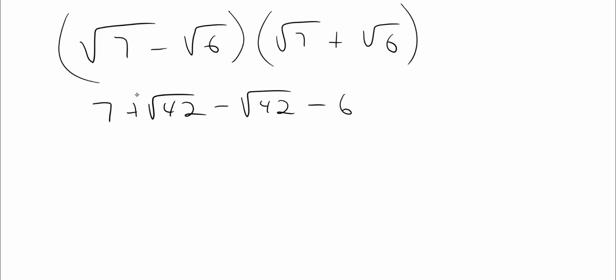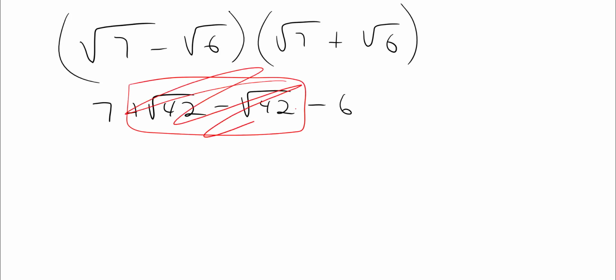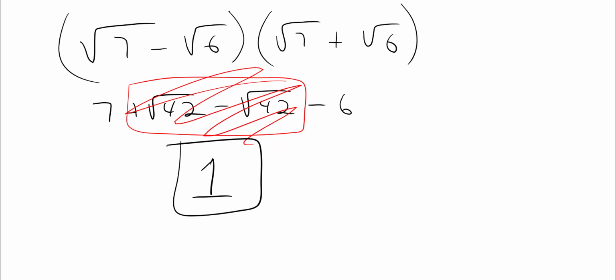If you notice, math fans, this canceled out. Interesting. Okay, root 42 minus root 42 is 0. That's gone. So you literally just have 7 minus 6, which is 1. Okay. Let's do a couple more here.